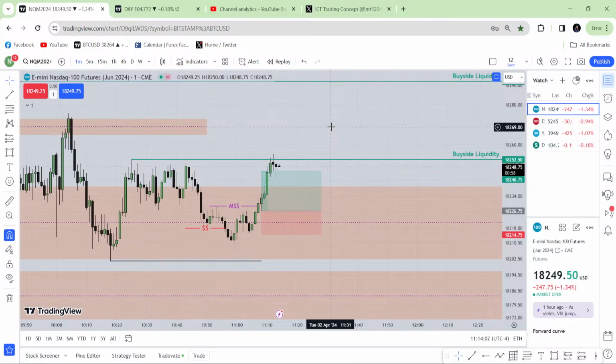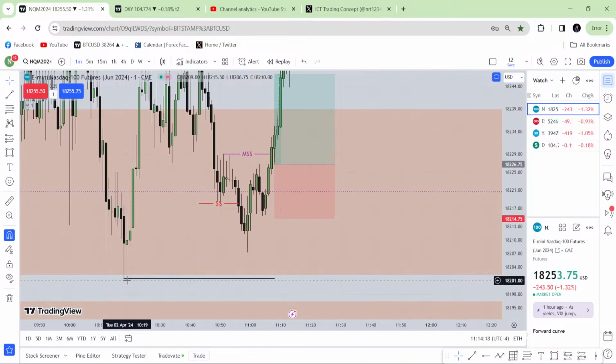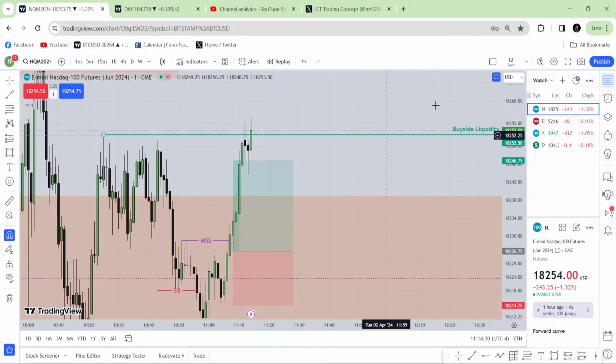Okay, the entry was one first fair value gap at 18220. I don't know what I have over there at 18220. Okay, you are talking about the first fair value gap. This low, where is the first fair value gap? Over here? This is not a first fair value gap. There's nothing called first fair value gap. No, brother, I'm sorry, there's no first fair value gap.